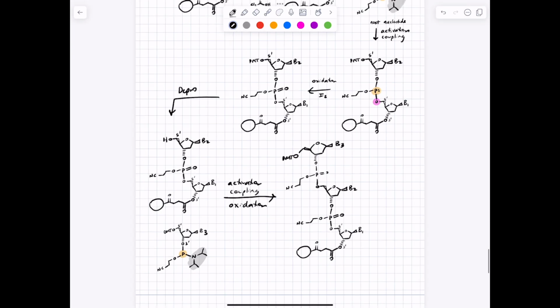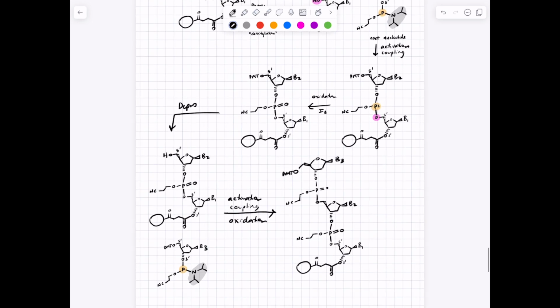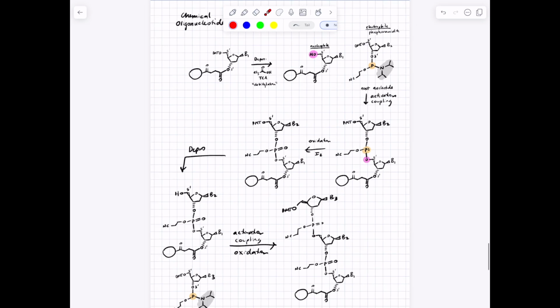And you can see how we're now prepared for another cycle of deprotection, next monomer, activation, coupling, oxidation. And so this iterative process gradually strings one nucleotide on to the other, but the reaction's pretty fast, pretty efficient, and you're able to make large oligonucleotides with defined sequences, which has been really important in molecular biology. I want you to be aware of this.